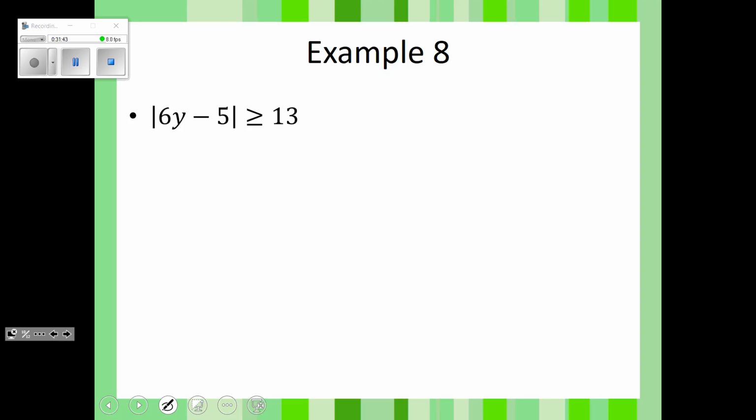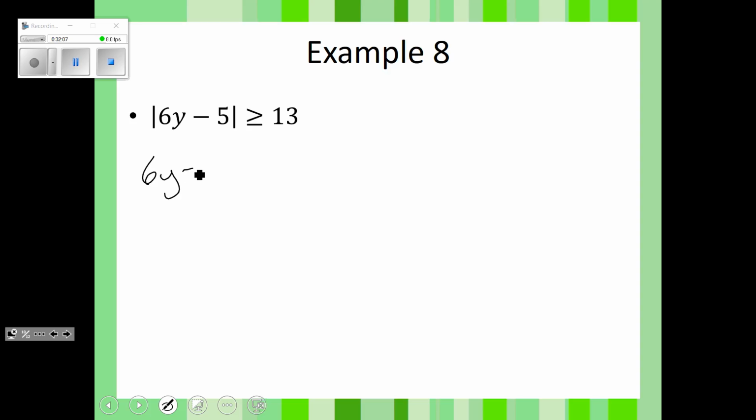Step number 1. Is the absolute value isolated? Yes. Okay, if it wasn't, you'd have to isolate it first. Step number 2, we're going to set up how many inequalities? 2. Okay, so the first one, you set up to what it says. So how are we going to set up the first one?